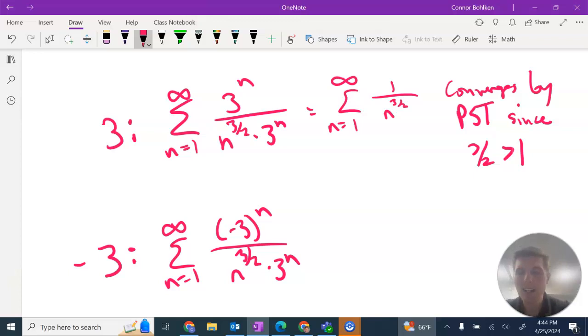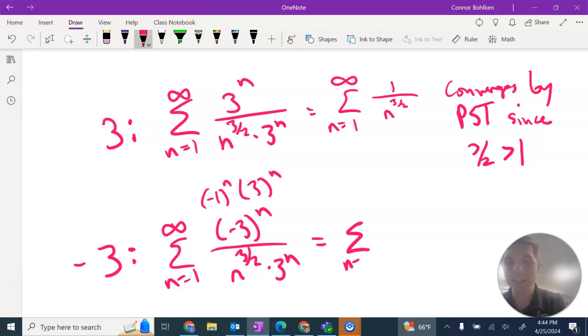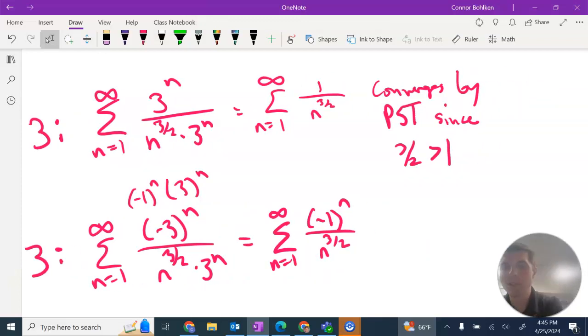The next one here, it's not quite as obvious, but we can actually rewrite -3 to the n as -1 to the n and 3 to the n. Remember, if I got the same exponent, I can multiply things to combine them in that fraction, which is nice because now those 3 to the n's cancel. And on top, I just have this alternator. This converged already, and now if it's alternating, it still converges. So this is an alternating p-series, which doesn't really matter. You can just say it still converges by p-series test, since that 3 halves is greater than 1.